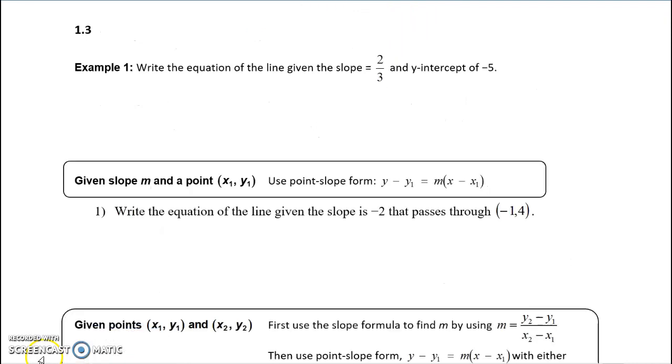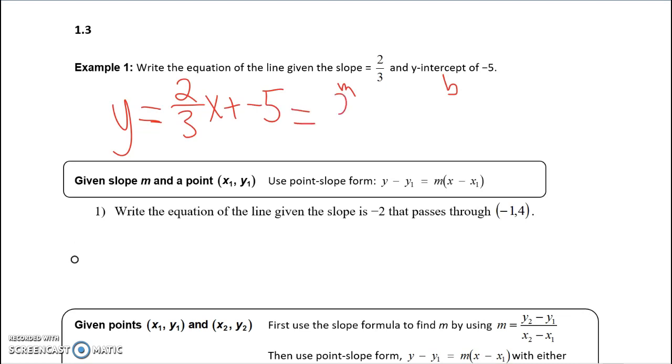Now let's go to your notes packet and look at example 1 in 1.3. We want to write the equation of a line given the slope is 2/3. Remember, slope is m, and the y-intercept is -5. That's b. So this is easy. My equation is going to be y equals mx plus b. So 2/3 x plus -5, or you could just say 2/3 x minus 5.